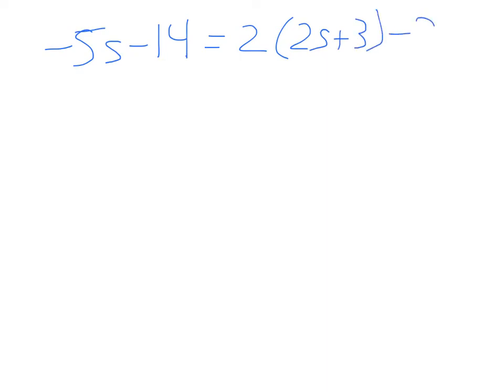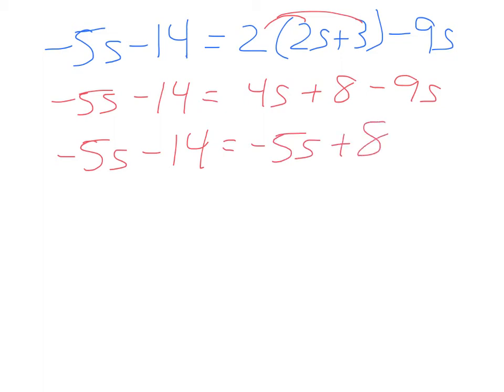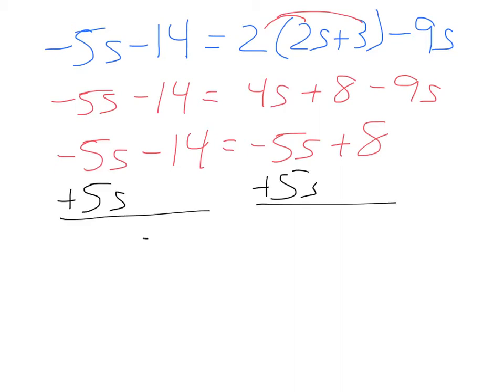Occasionally, we'll get an equation like this. Negative 5s minus 14 equals 2 times (2s plus 3) minus 9s. Well, again, distributing out, I get negative 5s minus 14 equals 4s plus 8 minus 9s. And then I'll get, combining some like terms, negative 5s minus 14 equals negative 5s plus 8. If I was to add 5s to both sides, I'd end up with negative 14 equals 8.